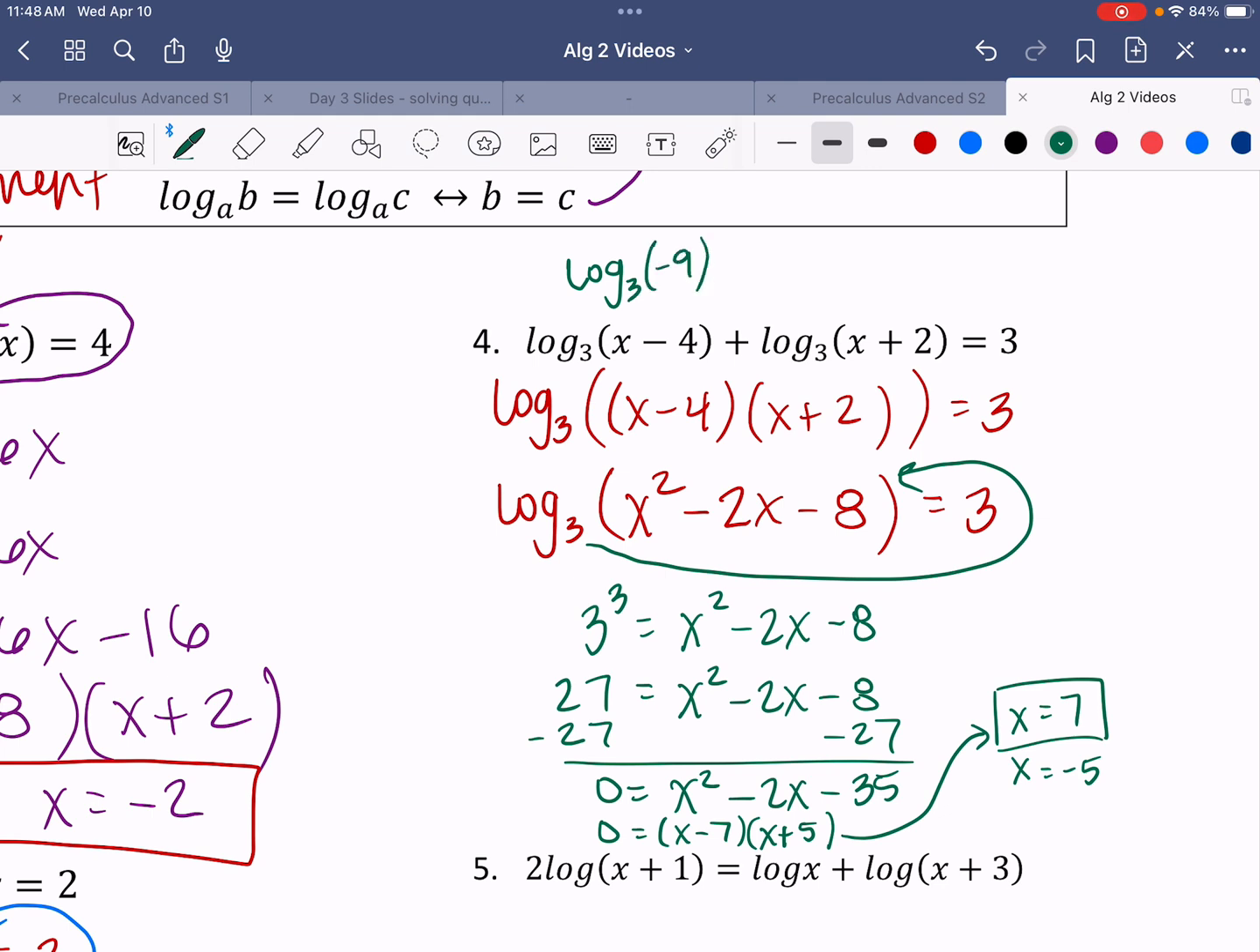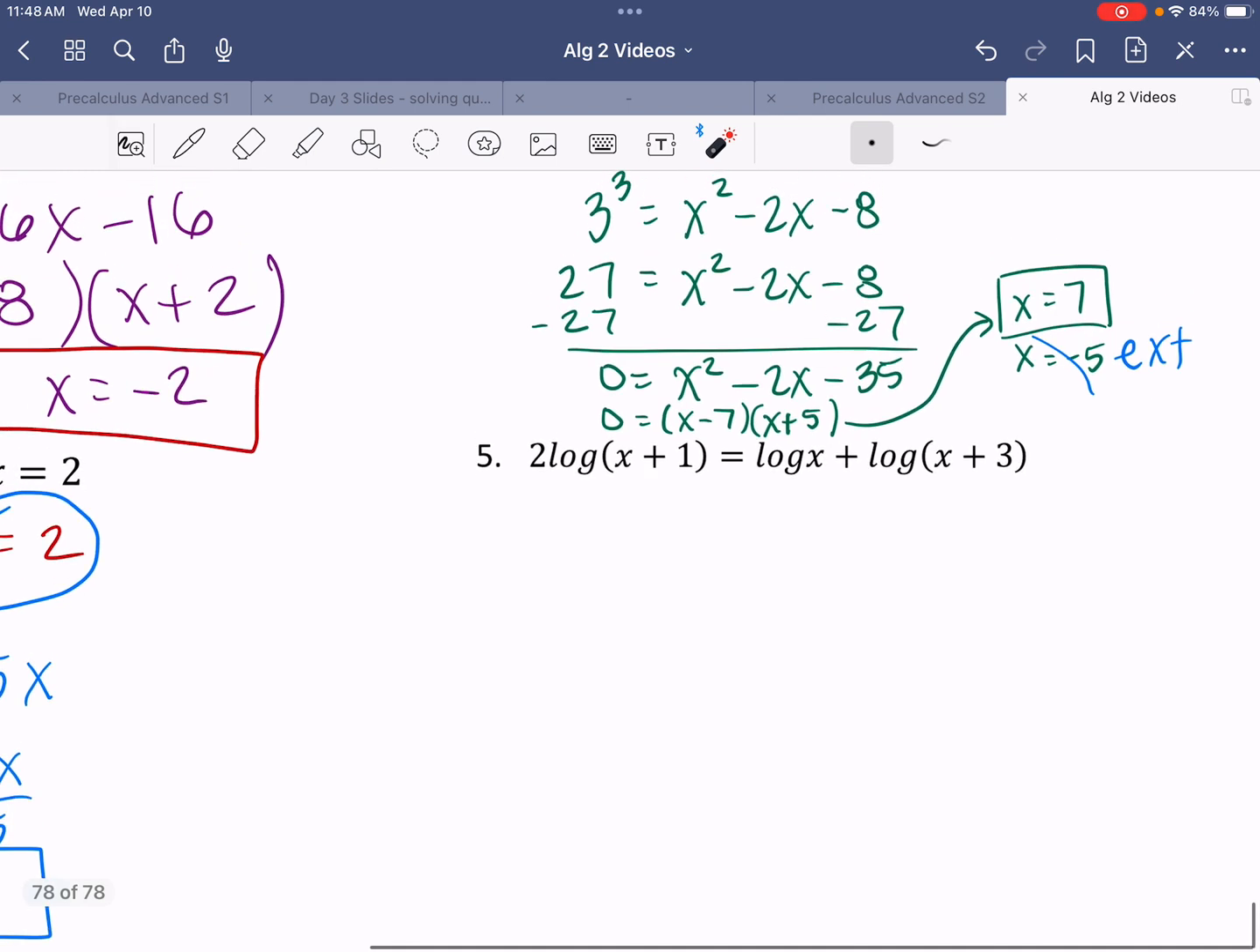This is not possible because this would be saying 3 to some power gives me negative 9. No power is going to change the sign of that base. So negative 5 is extraneous because it makes both arguments negative, even the second one as well. So that's how you'll know when something is extraneous.